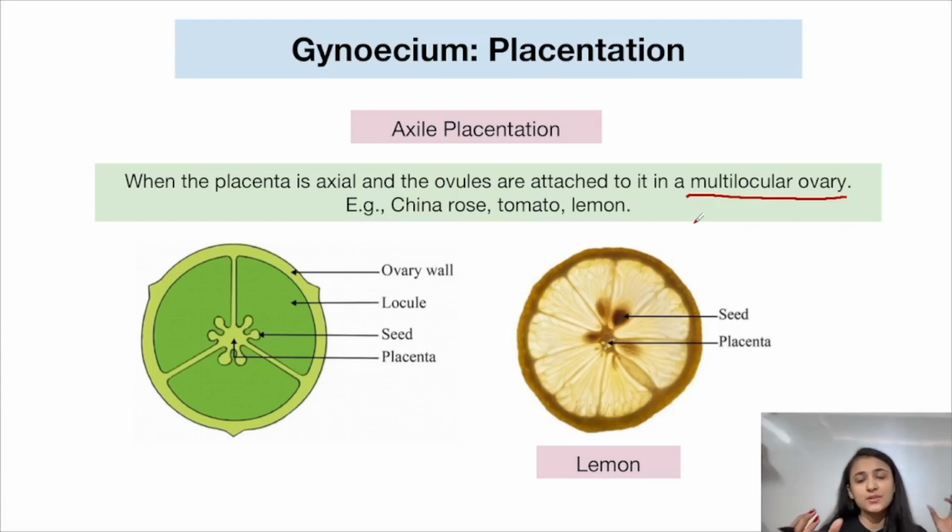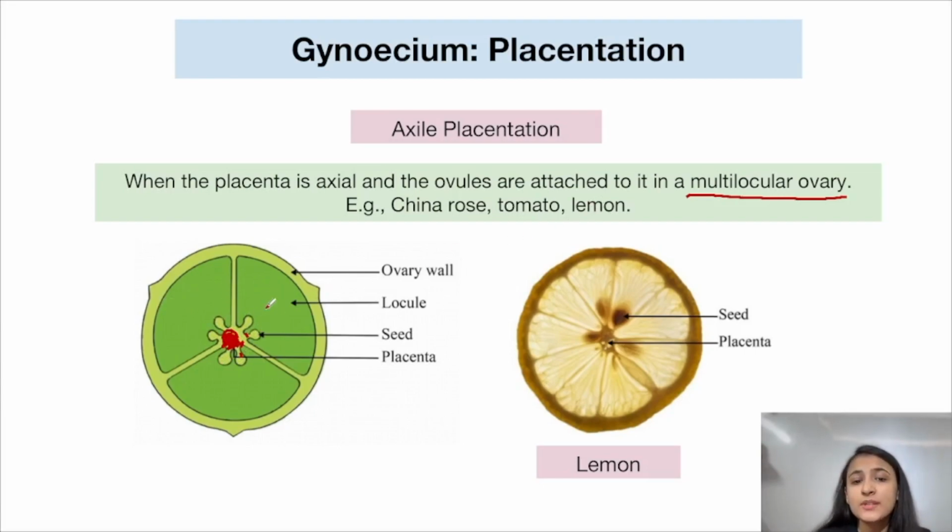When it fuses with another carpel, the ovary would be bilocular. Then another carpel comes, and if the gynoecium is composed of three fused carpels, it would be trilocular, and so on. So in axial placentation, the placenta is axial. It is present here, and this is the placenta, this region right here. And ovules are attached to it like this. This is ovule, this is ovule. And this ovary is multilocular.